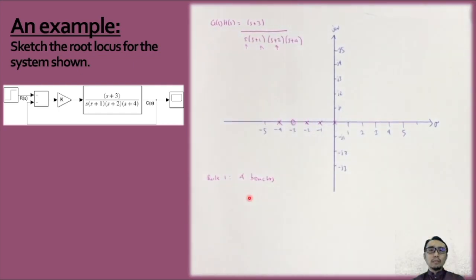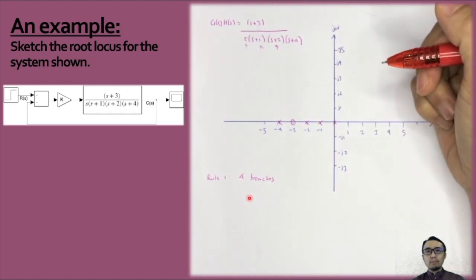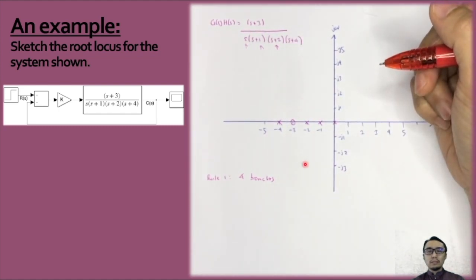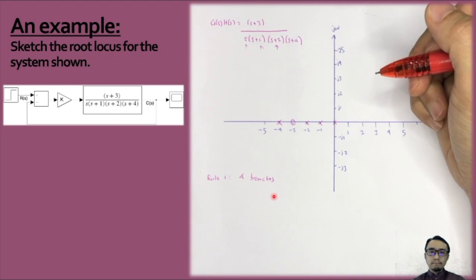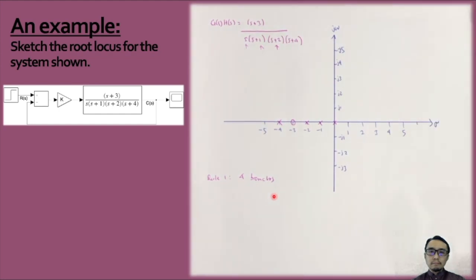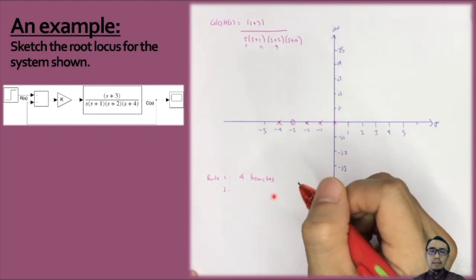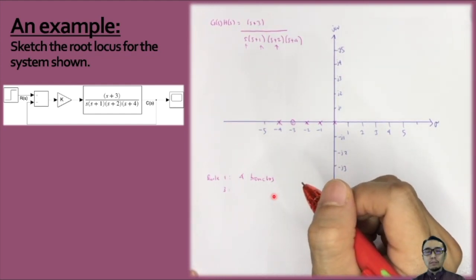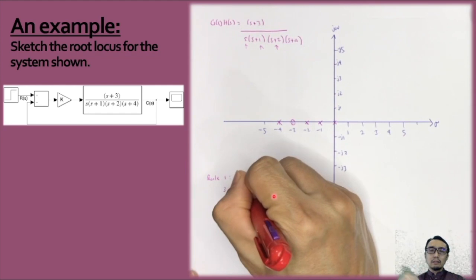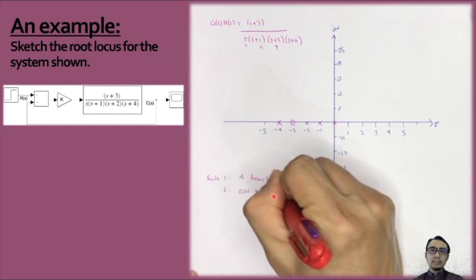So rule number 1 is number of branches. We have 4 poles, so we have 4 branches. That's easy. And it's symmetrical, so rule number 2 is symmetry in the real axis. Again, it's just a mirror image.